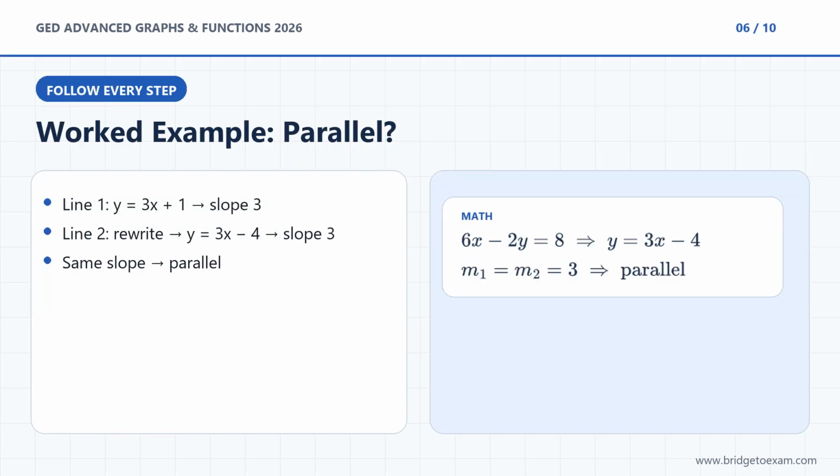Is y equals 3x plus 1 parallel to 6x minus 2y equals 8? The first slope is clearly 3. The second is in standard form, so we rewrite it. 6x minus 2y equals 8 becomes -2y equals -6x plus 8. And dividing by -2 gives y equals 3x minus 4. Both slopes are 3, so the lines are parallel.